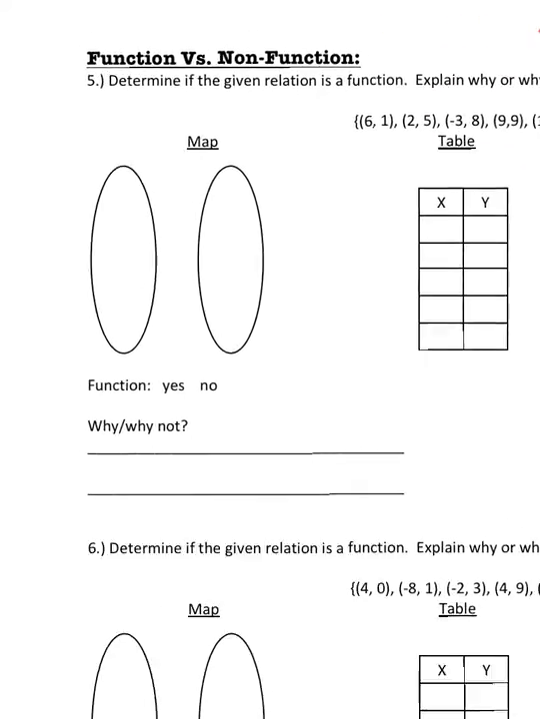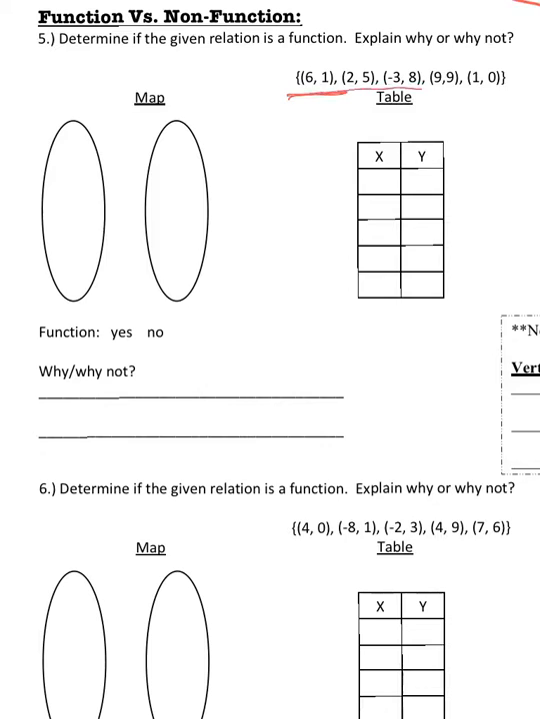So let's just go ahead and do that really quick. Let's take our relation that we've got here and put it in a mapping diagram. My domain looks like -3, 1, 2, 6, and 9. And then my range looks to be 0, 1, 5, 8, and 9. And then I'm just going to make my pairs. So I see that -3 is paired with 8, 1 is paired with 0, 2 is paired with 5, 6 is paired with 1, and 9 is paired with 9.